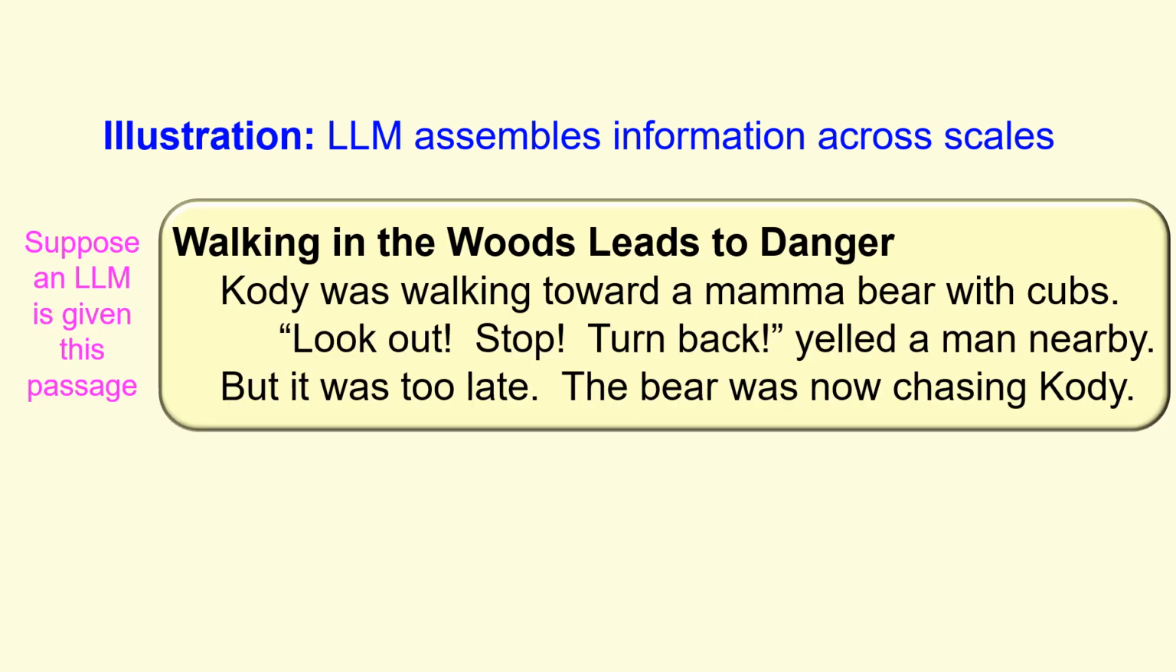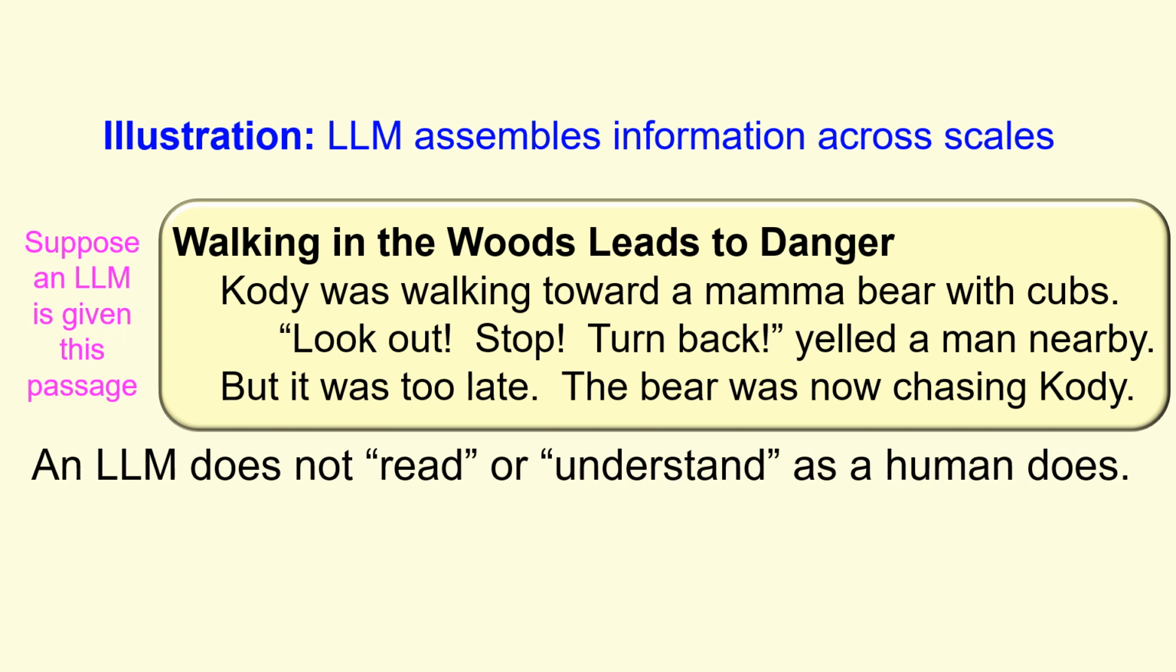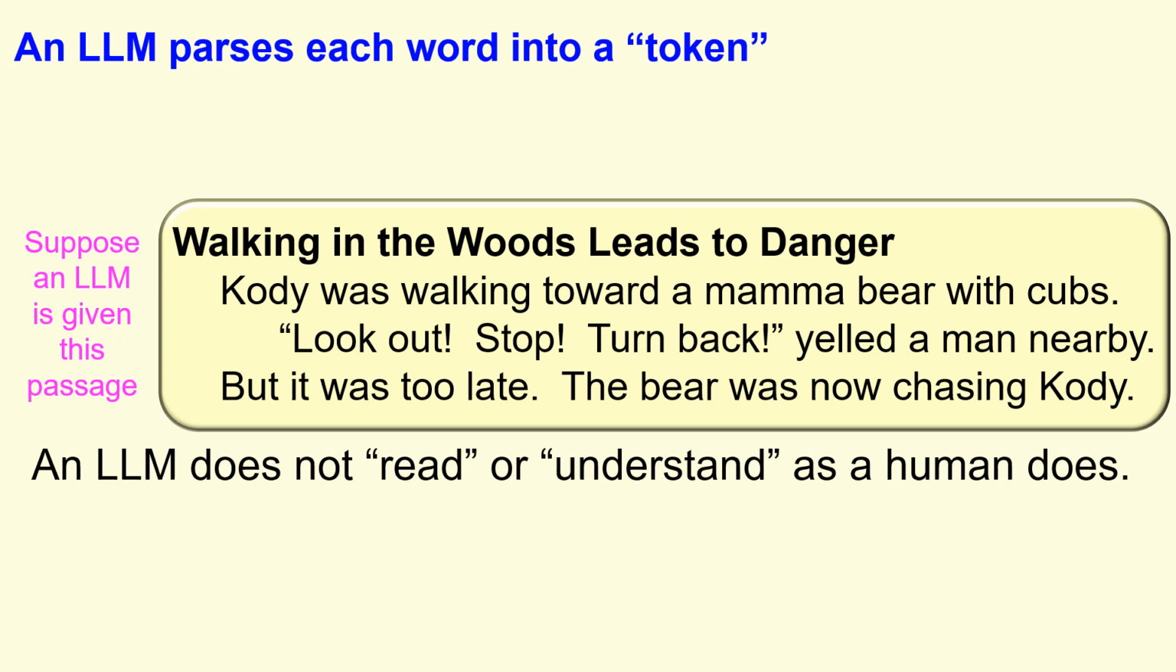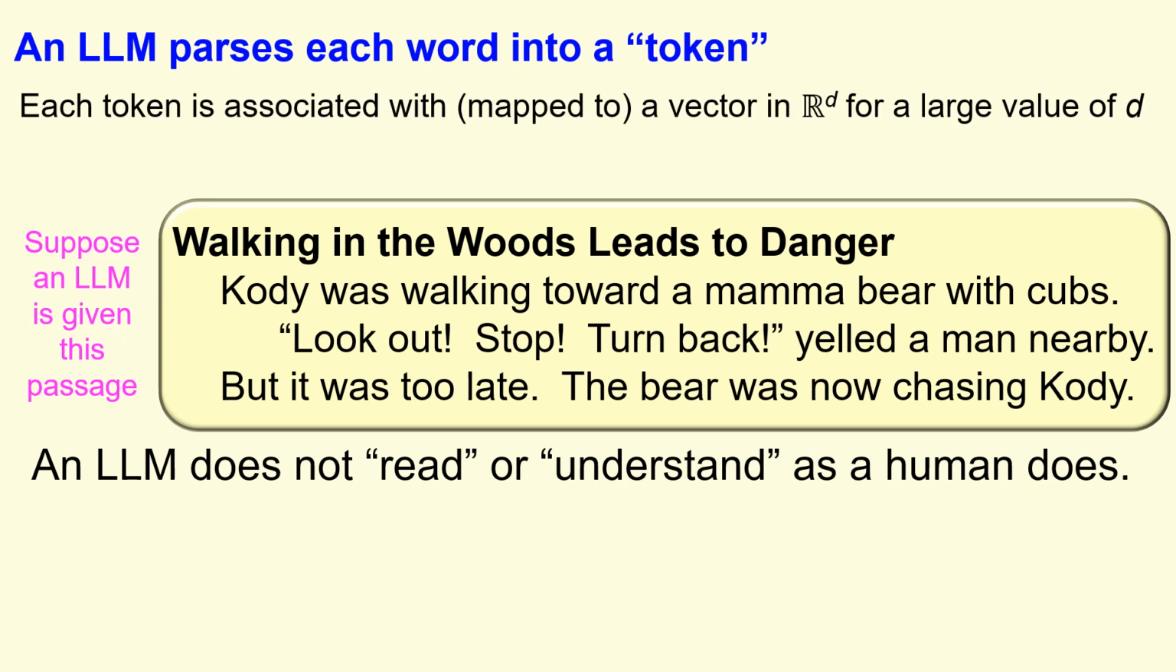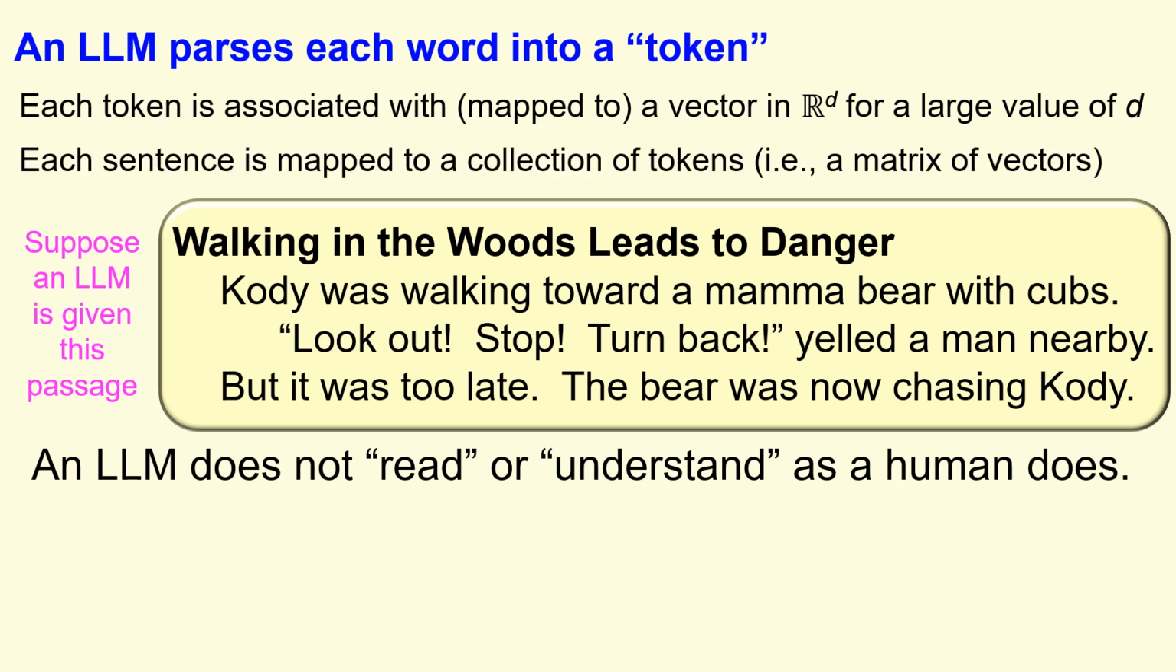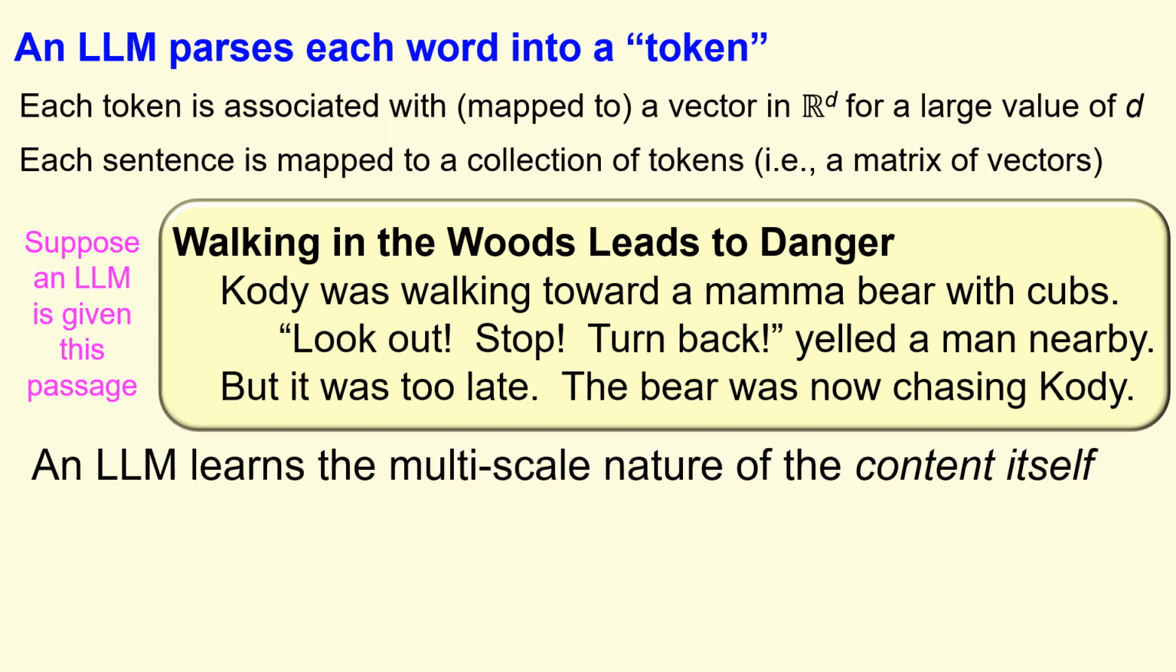Suppose we give it this passage. Walking in the woods leads to danger. Cody was walking toward a mama bear with cubs. Look out, stop, turn back, yelled a man nearby. But it was too late. The bear was now chasing Cody. Now the LLM does not read or understand as I did. It parses each word into a token. Each token is mapped to a vector in R^D for a very large value of D. Each sentence is mapped to a collection of tokens, a matrix of vectors. And the large language model learns the multi-scale nature of the content itself.